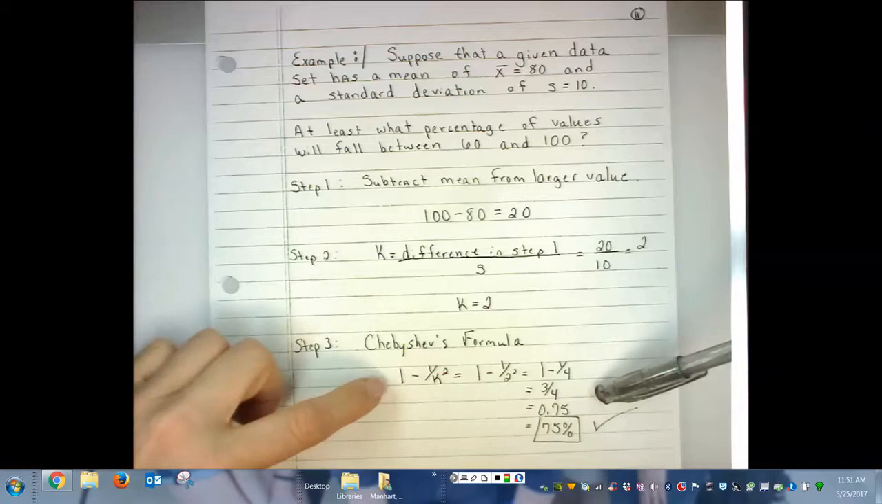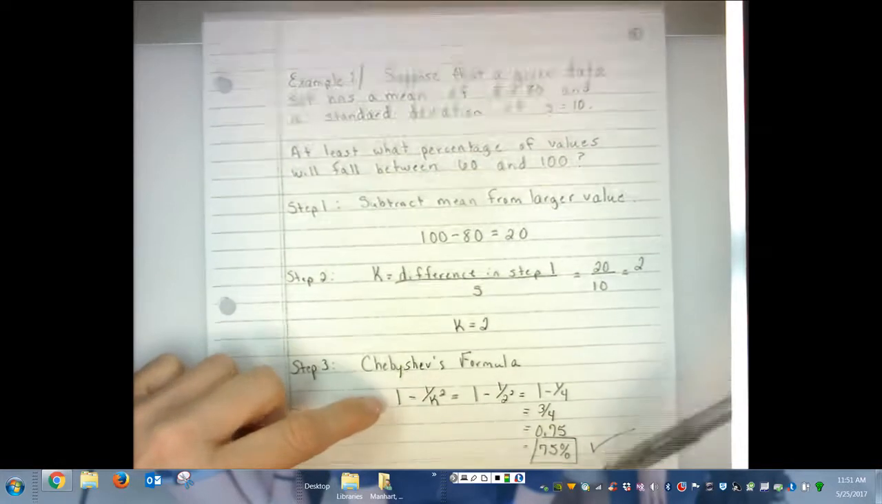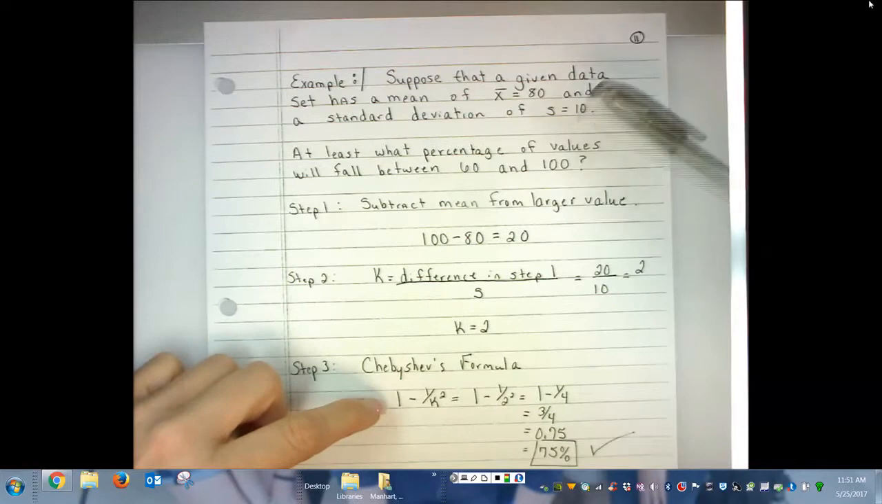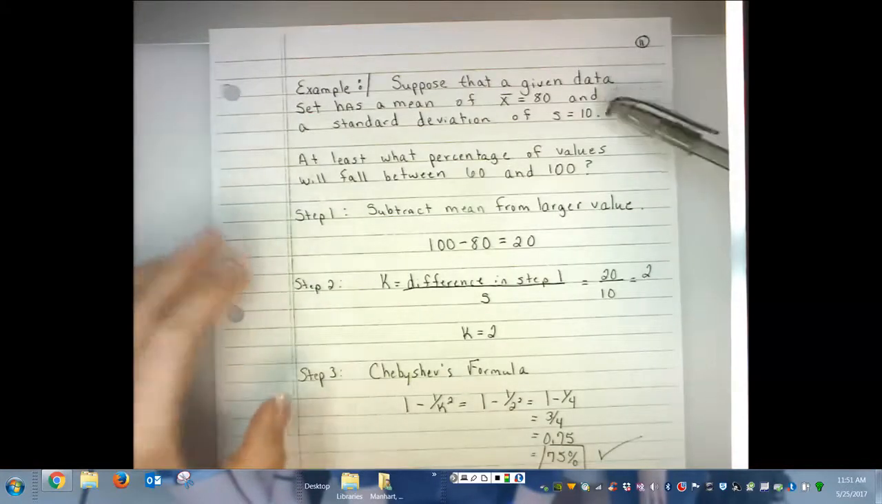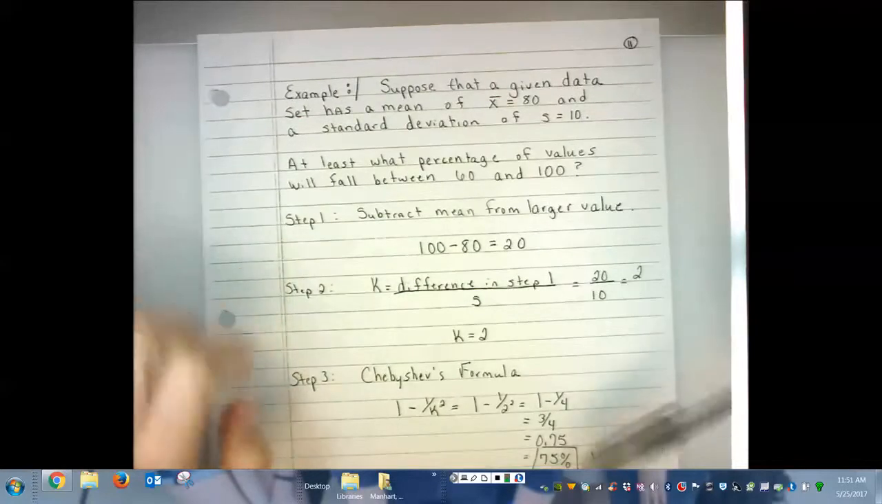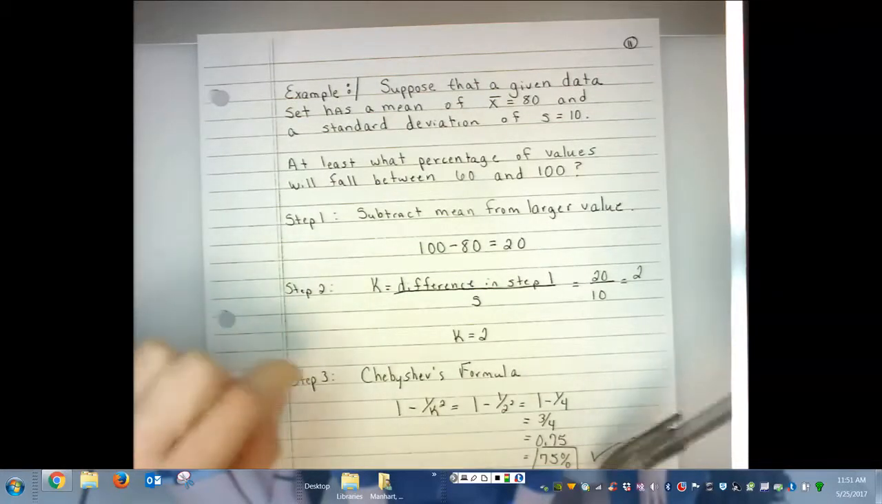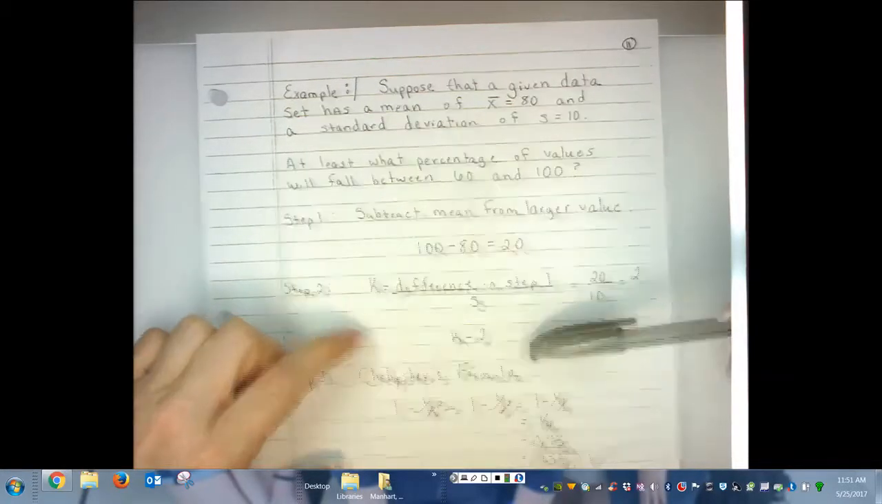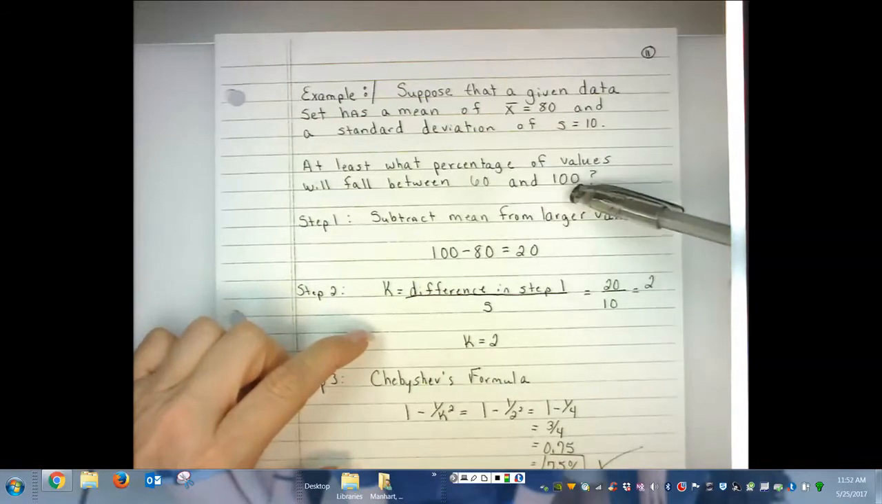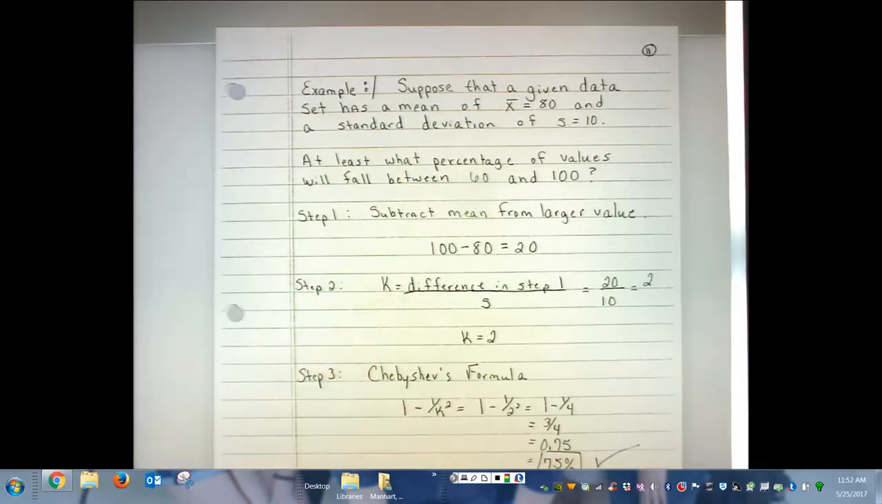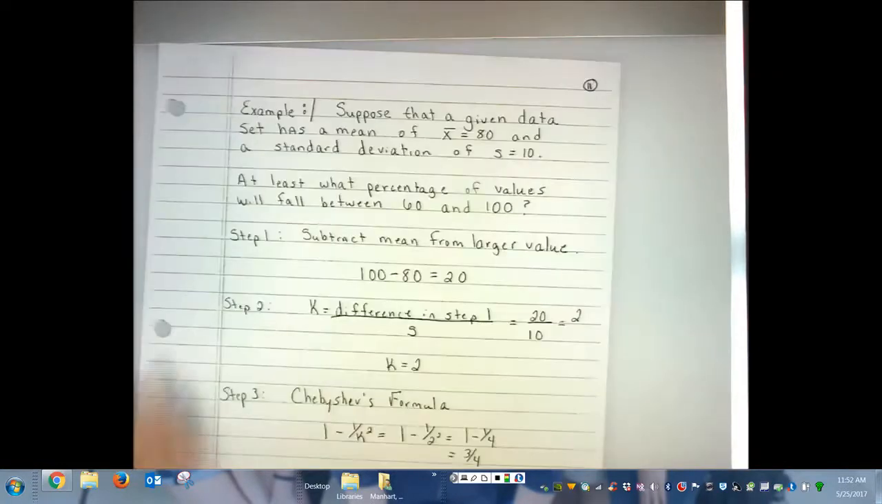We've memorized this one. When you put 2 into Chebyshev's formula, 75%. So 75% of all the data values in this data set, if we knew this actual data set and these actual data values, we would be able to show that at least 75% of them fall within 2 standard deviations of the mean, and it just so happens that 60 and 100 represent the 2 standard deviations from the mean. And I can show you that. That's actually not given here, but I can draw that picture for you.